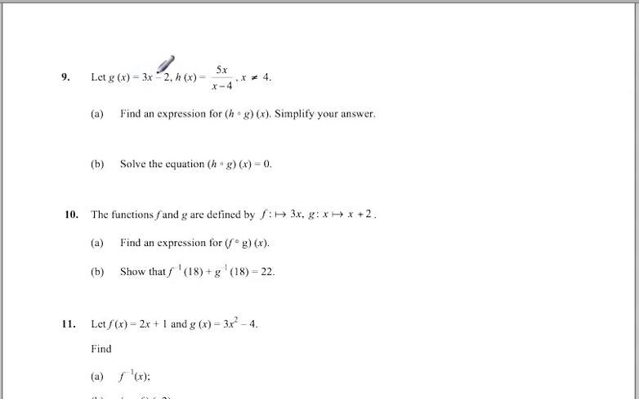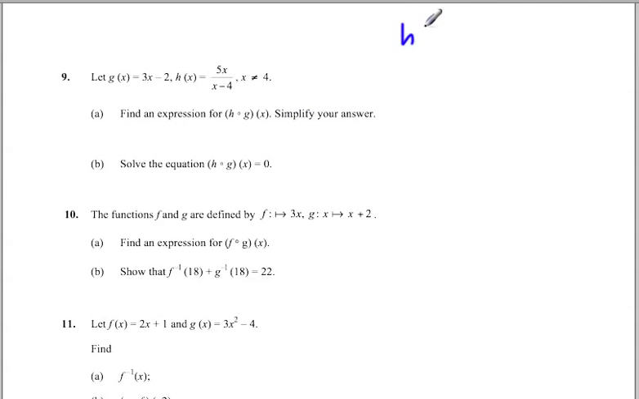Okay, so let g of x equals 3x minus 2, and h is equal to that. Now, I know you may have never seen this, which is known as a rational function. You may have never seen a rational function before, but that's okay. It doesn't really matter, because we're just trying to find h of g of x. Just focus on the principles here.